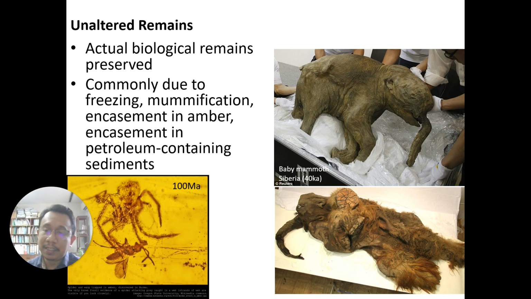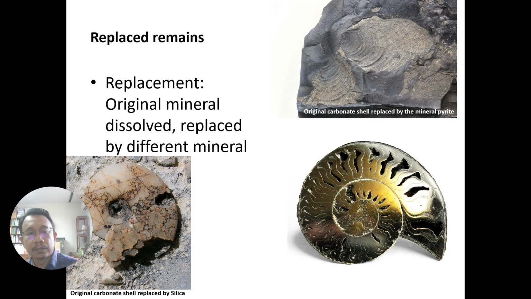Or in other cases, you can even have animals which fell into tar pits, petroleum-containing sediments, and they are encased in that. So again, that disrupted the decay of the soft tissue. So that's the first type, unaltered remains. The actual tissue of the once living organism was there.